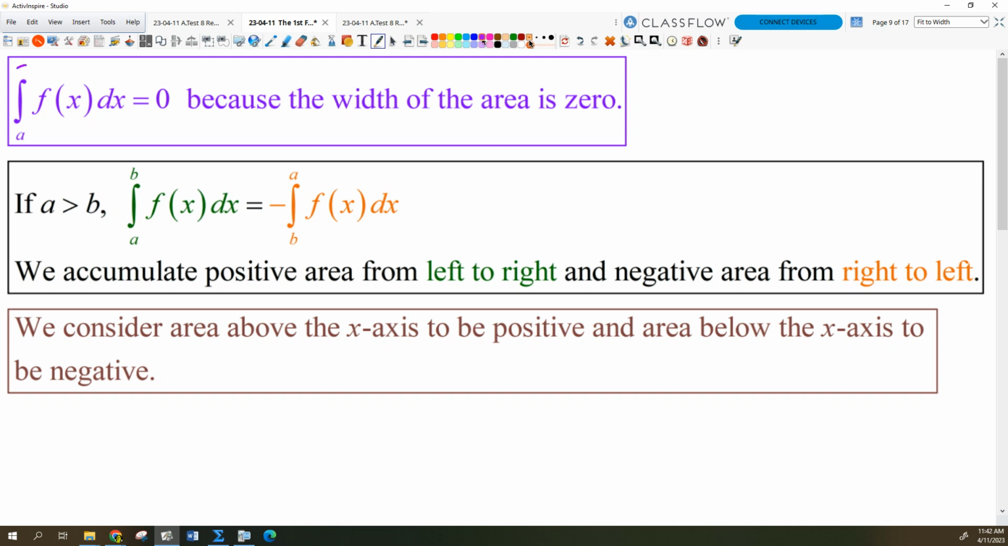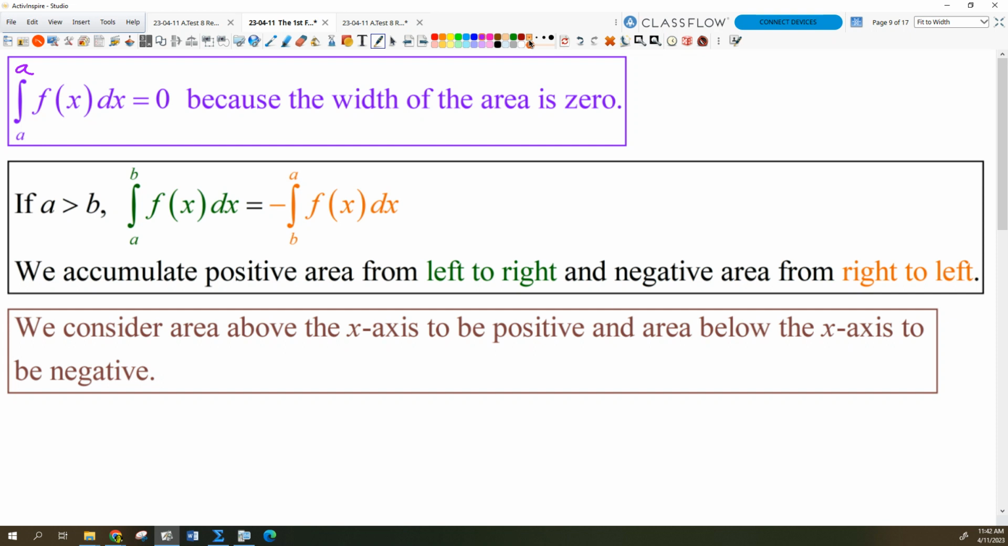How come that's 0? Yeah. If my left limit of integration is x equals a and my right limit of integration is x equals a, that's an infinitely narrow band of x values. It has no width, so therefore it has no area. Okay, common sense, makes sense.